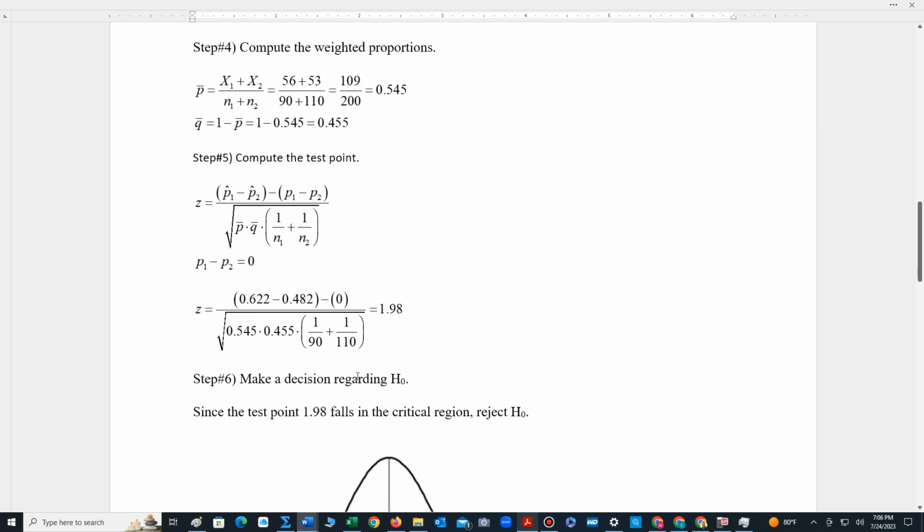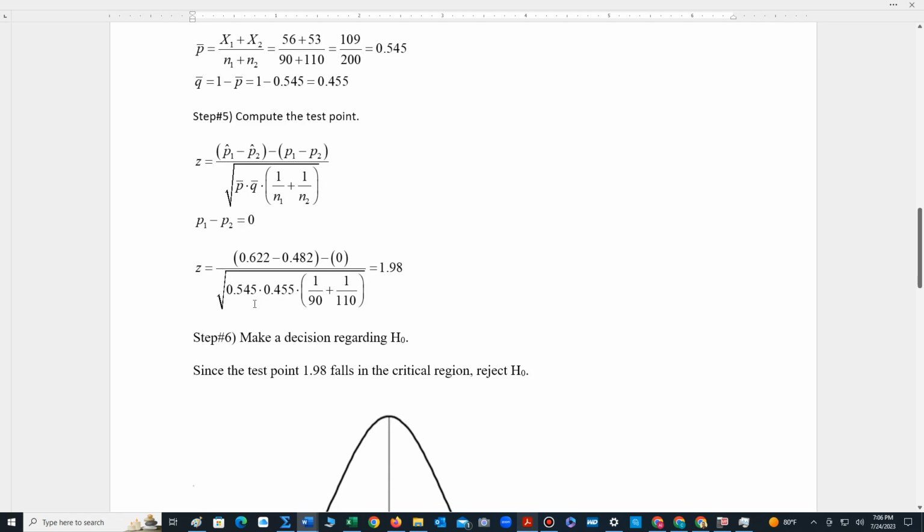Next, we calculate the test point. That's the difference in the sample proportions minus the difference in the population proportions, divided by radical P bar times Q bar times 1 over N1 plus 1 over N2. Note, P1 minus P2 is always 0. So we have to type this in to perform the computation.